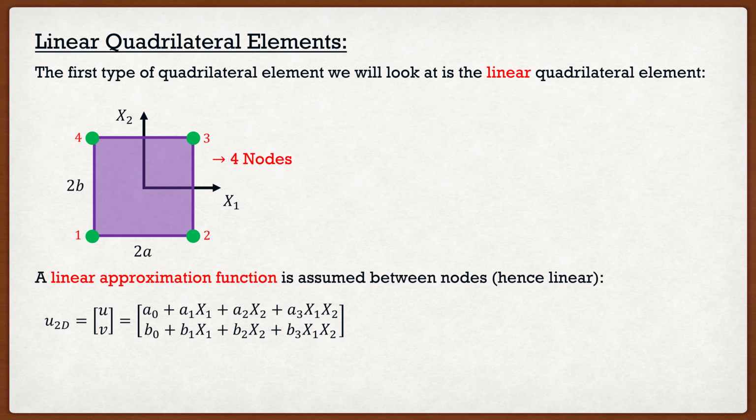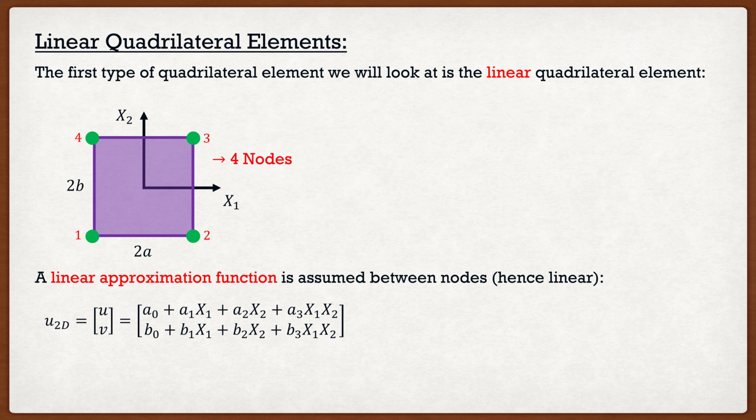So if we're doing a linear approximation and we have 4 nodes, our linear approximation for this element is going to be a0 plus a1 times x1 plus a2 times x2 plus a3 times x1 x2. Not too bad. And that's going to be for the horizontal component. If I'm looking at the vertical component v, it's going to be b0 plus b1 times x1 plus b2 times x2 plus b3 times x1 times x2. So it's the exact same thing.